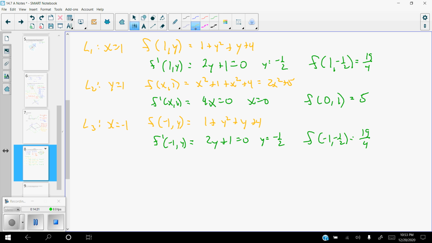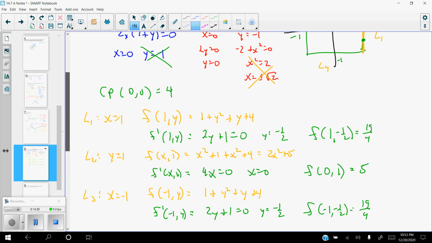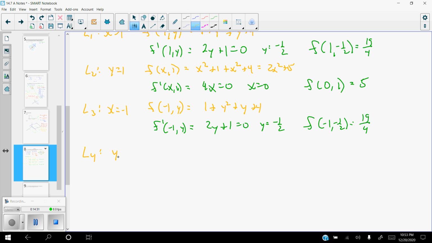All right, we've got one more to do, which is L4. That's the bottom one, which is y equals negative 1. So we're going to do f of (x, negative 1), which plugging that back in gives us x squared plus 1 minus x squared plus 4. Well, the x squareds subtract away, so that really just gives you 5. So f prime of (x, negative 1) is literally just 0. So that is not actually going to give us a max or a min.